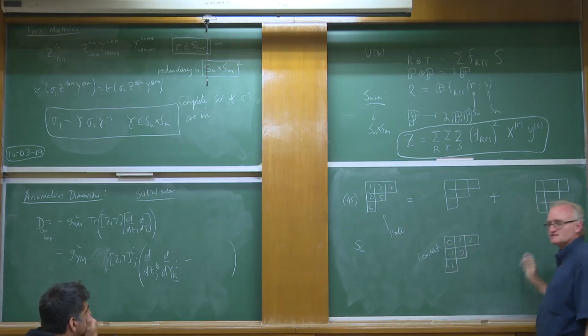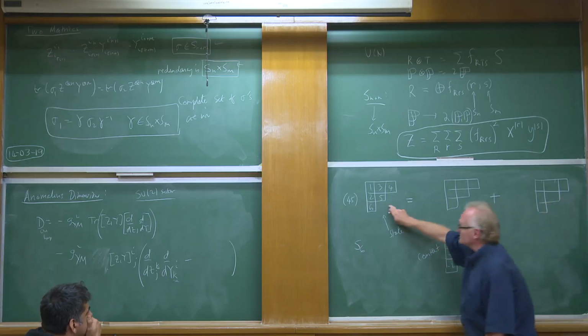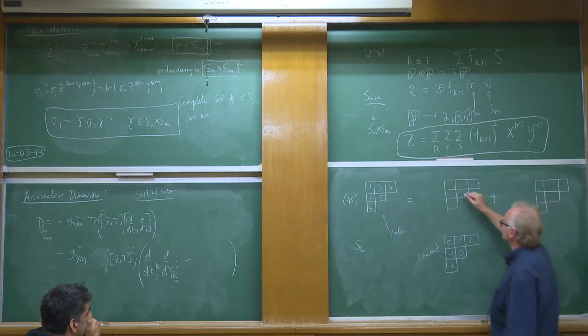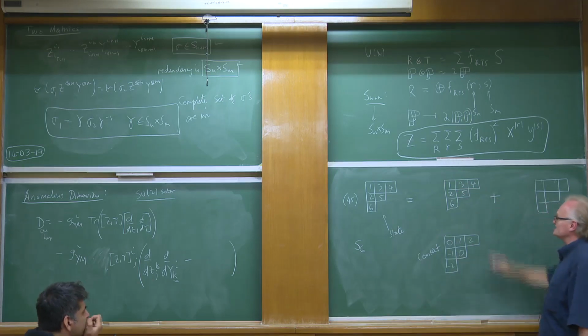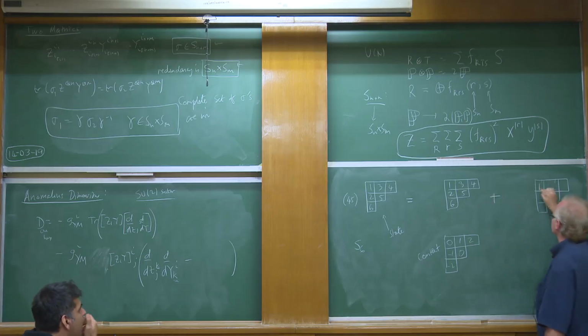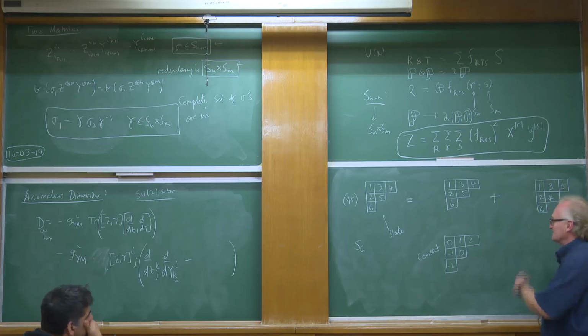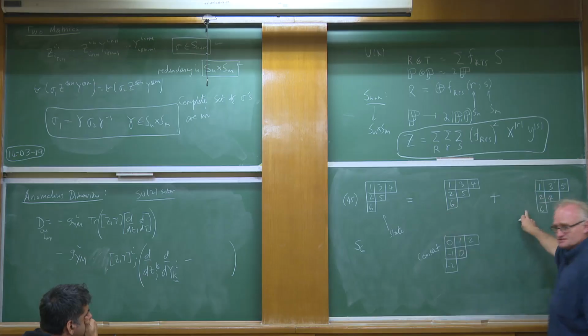And you could fill the content into an arbitrarily big Young diagram. What will happen when you act with 4, 5 on this is you will get the same state back, but you can also get the state where 4 and 5 are swapped. And now I need to tell you what the two coefficients are.